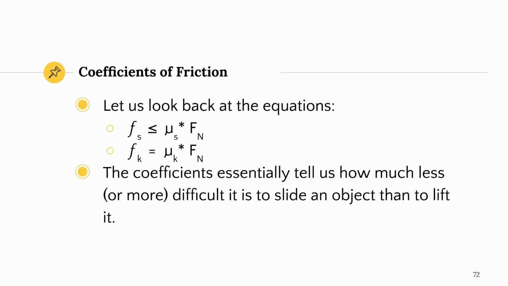So let us look back at the equations. The coefficients essentially tell us how much less or more difficult it is to slide an object than to lift it, because the normal force is the amount of force necessary to keep an object from going down. So if you have any more than that force, you'll be lifting the object. So if you multiply that by the coefficient of friction, we get the actual force of friction. So if it's lower than 1, that's the percentage of force needed to slide the object out of lifting it. And if it's greater than 1, it's just how much more times the amount of force necessary to lift an object do you need to slide it?